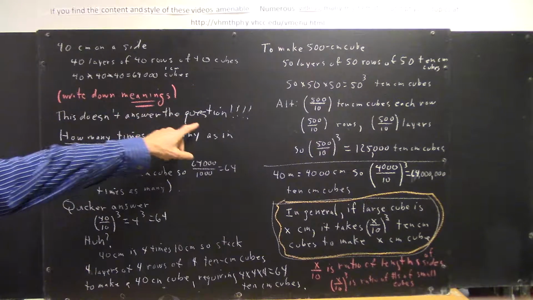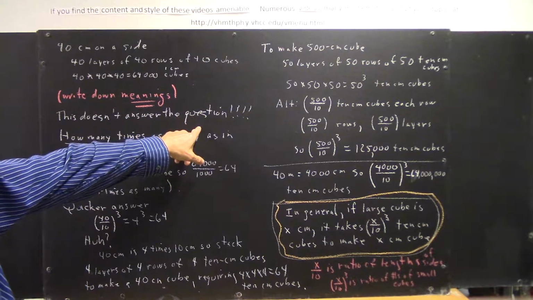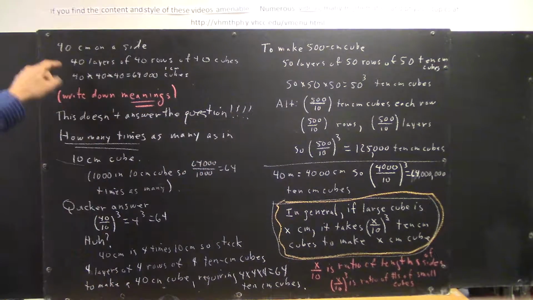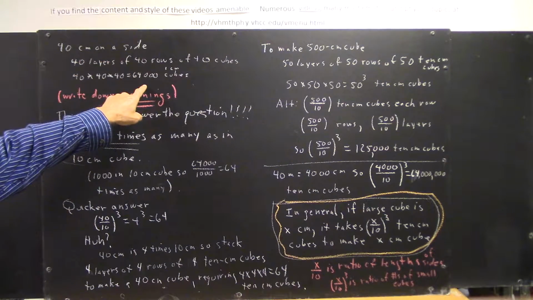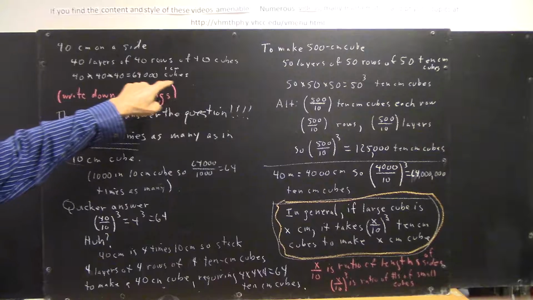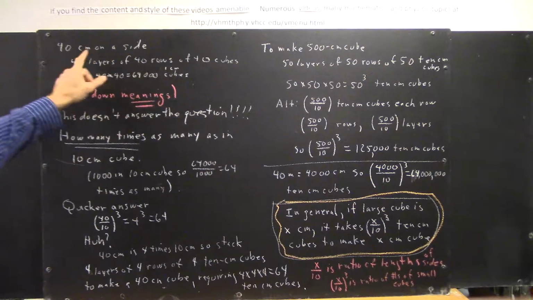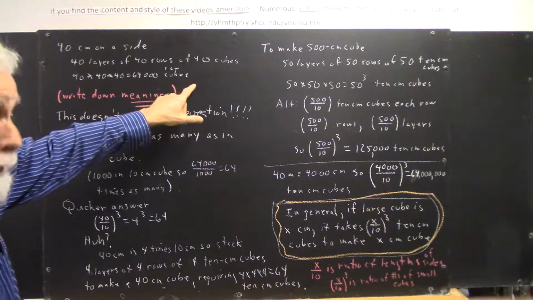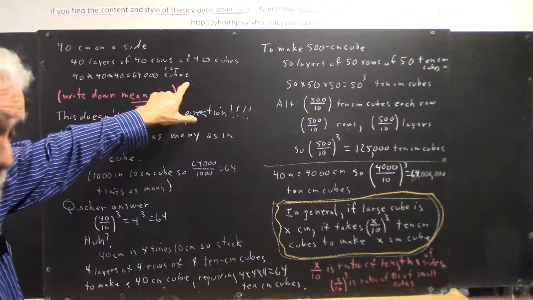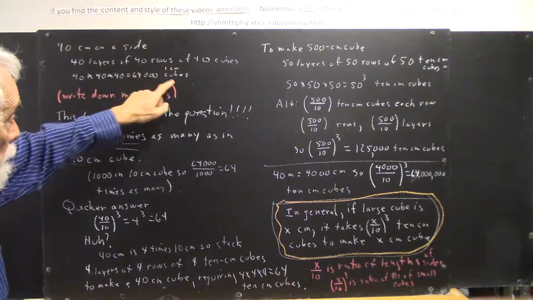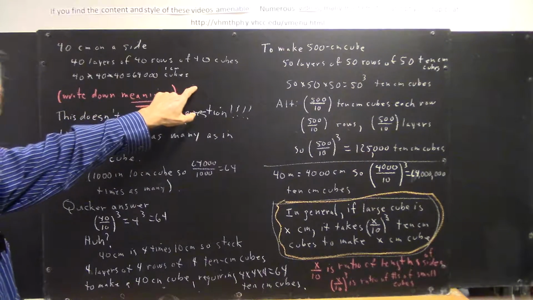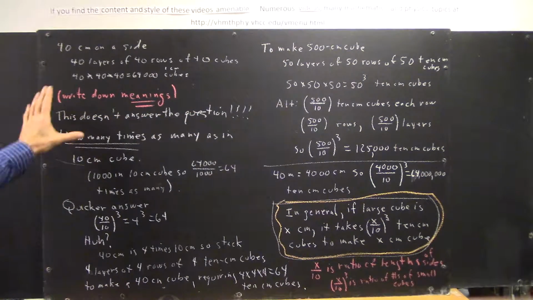So what is the question? The question is, how many 10 centimeter cubes does it take to make a 40 centimeter cube? Most people went off and found out how many little cubes it takes to make the 40 centimeter cube, which is a good result, and I respect that and would give serious partial credit to that, especially if it was clearly identified as 64,000 what. But that's not the answer to the question.